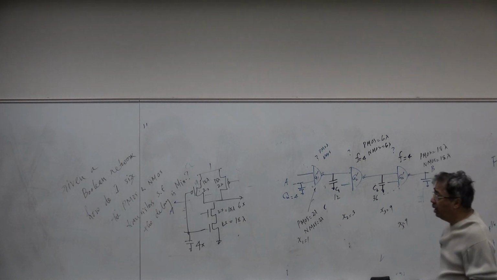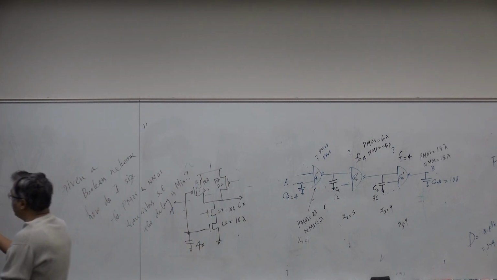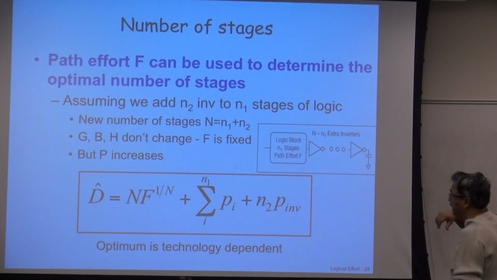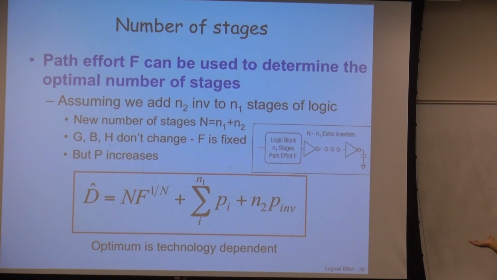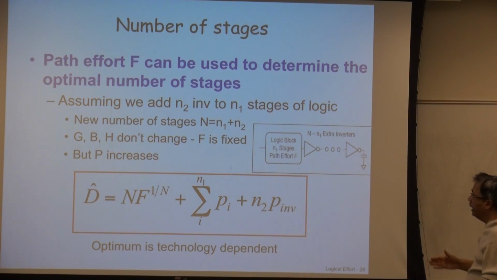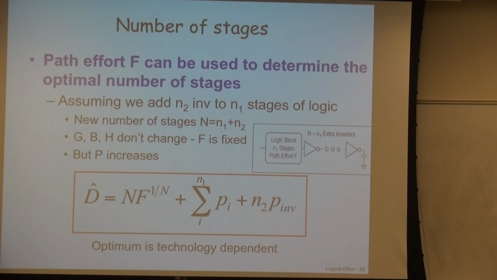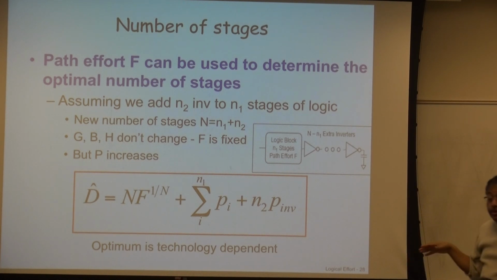Now, often you try to reduce the delay by adding some extra inverters. So if there are n1 stages in your actual logical circuit and you add n2 inverters, which is equal to capital N minus n1, then each stage will add some parasitic delay. But you'll find that even if you add the parasitic delay of n2 inverters, the overall delay can be minimized.